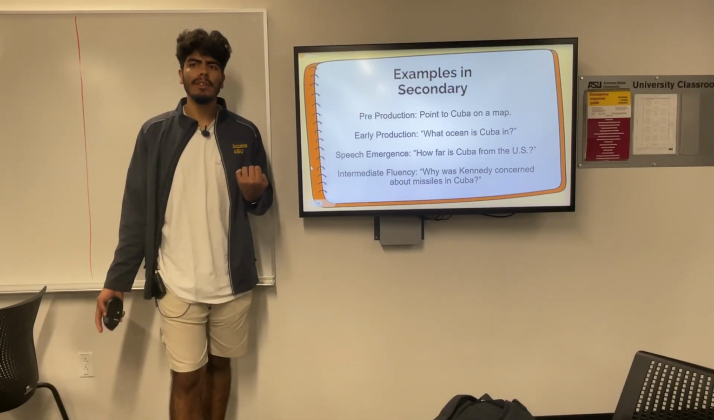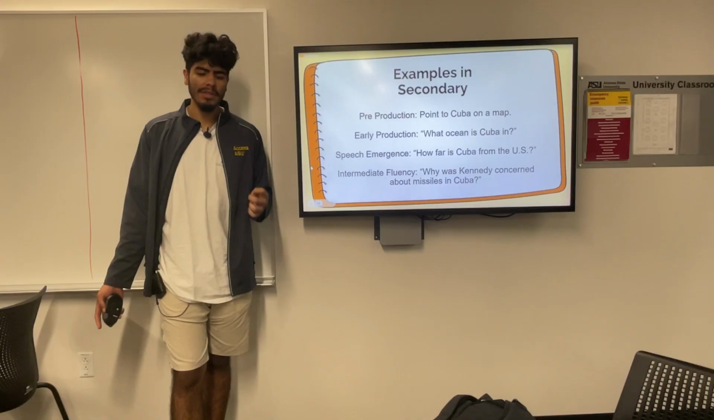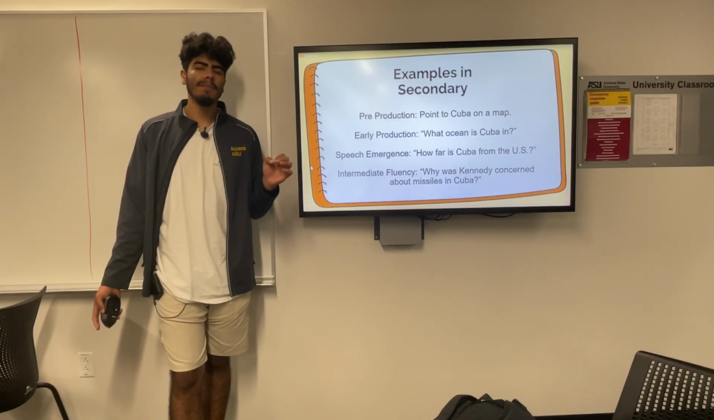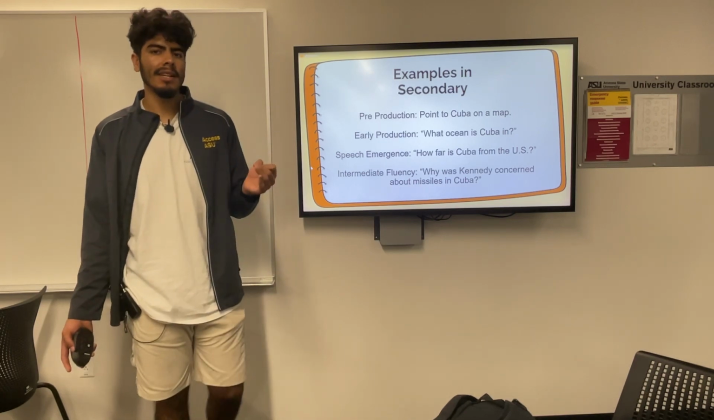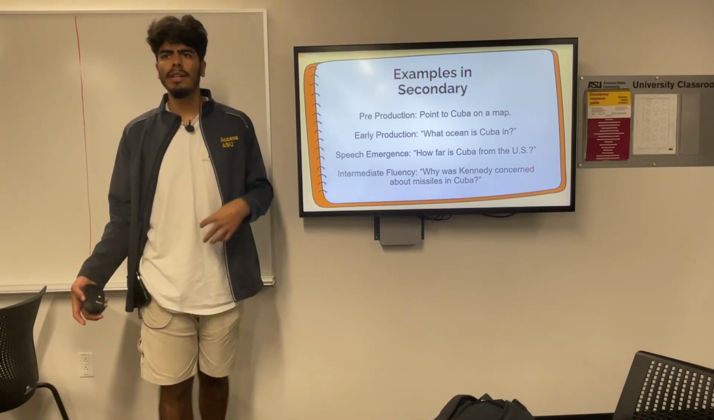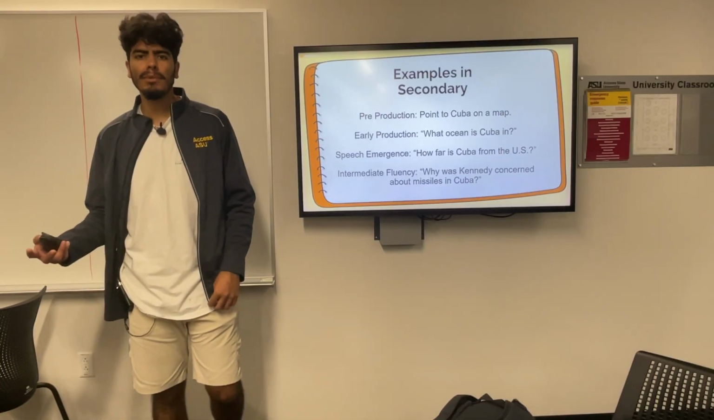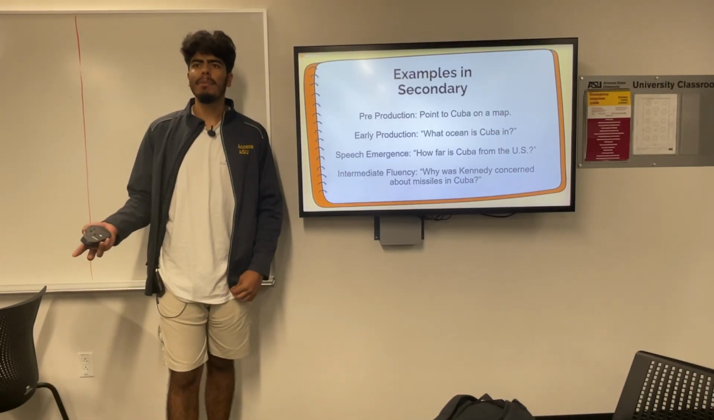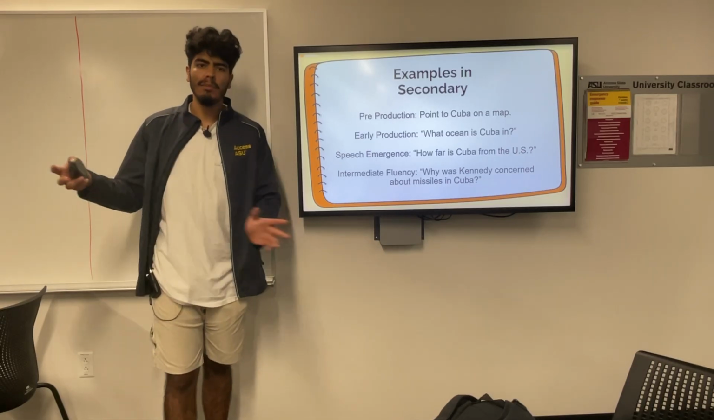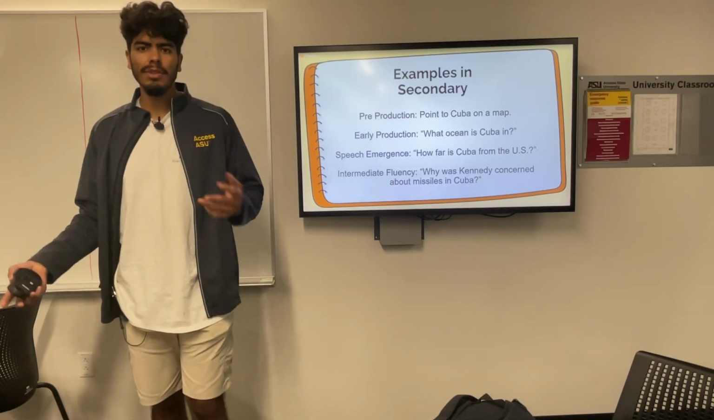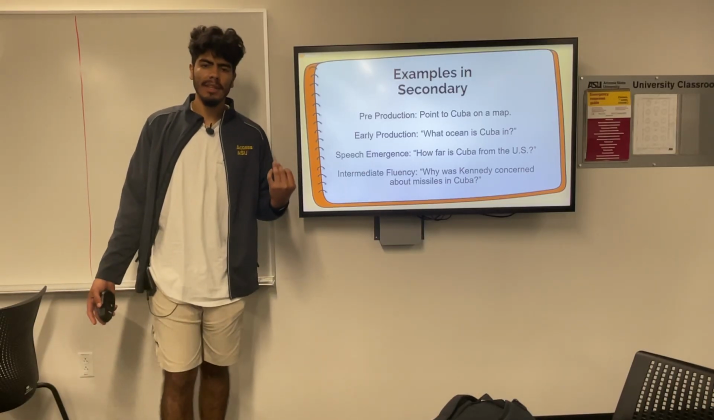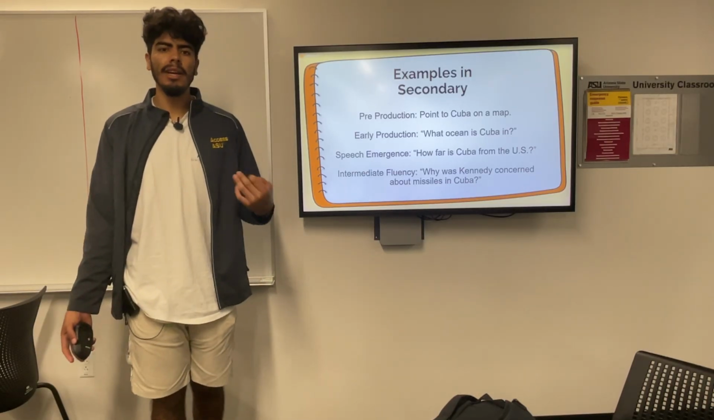And then intermediate fluency: why was Kennedy concerned about missiles in Cuba? Now this is a question that implies at least a full sentence as an answer, or multiple sentences overall. An example would be, Kennedy was concerned about the missiles in Cuba during the Cuban Missile Crisis because blank, blank, blank, blank, and you can continue off of there using full sentences, showing that the student is able to speak fluently in said language.